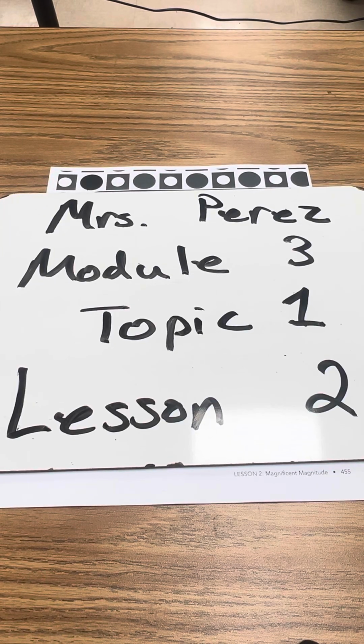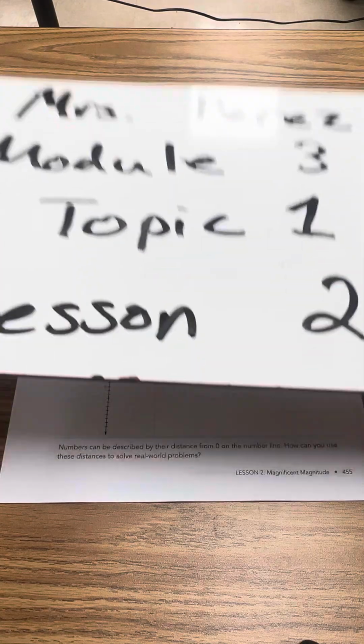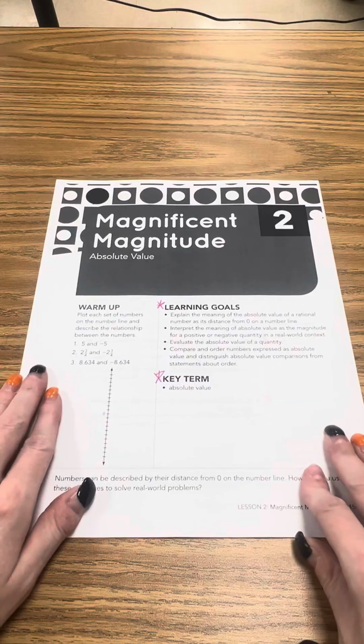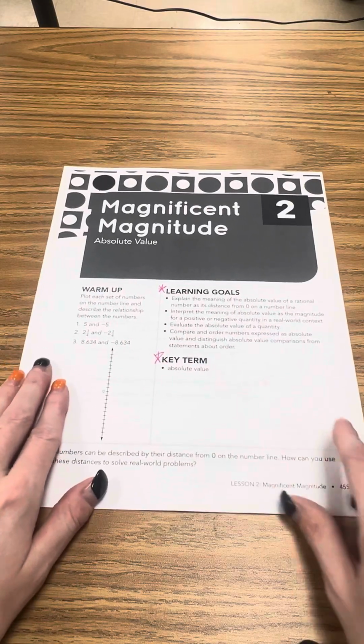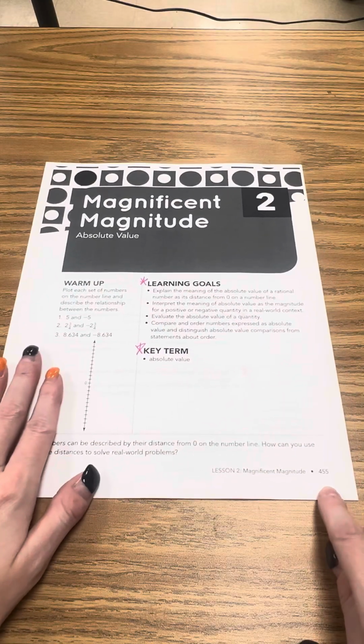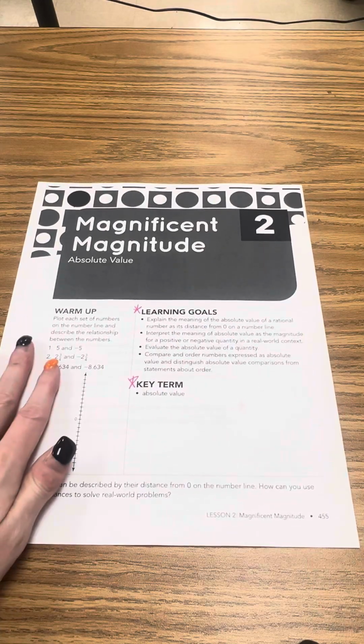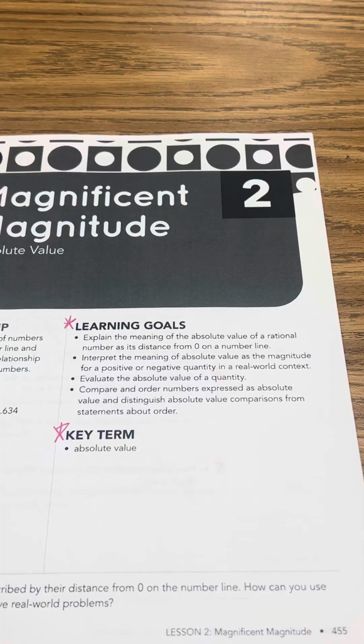You are watching Mrs. Perez Module 3, Topic 1, Lesson 2. For this lesson, it says magnificent magnitude, absolute value. So today's going to be about absolute value. We're on page 455, going through our learning goals first.